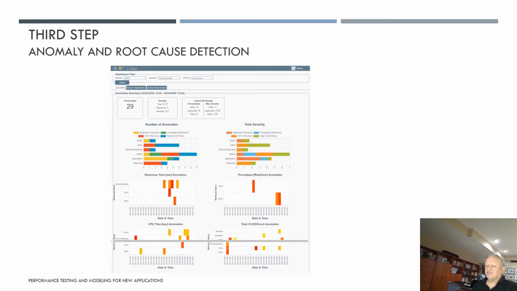The fifth step is anomaly and root cause determination. After every build, a performance test is performed, we collect measurement data and detect anomalies, especially severe anomalies, identify the root causes, and provide information for the application developer for immediate tuning of the application going through design and development.